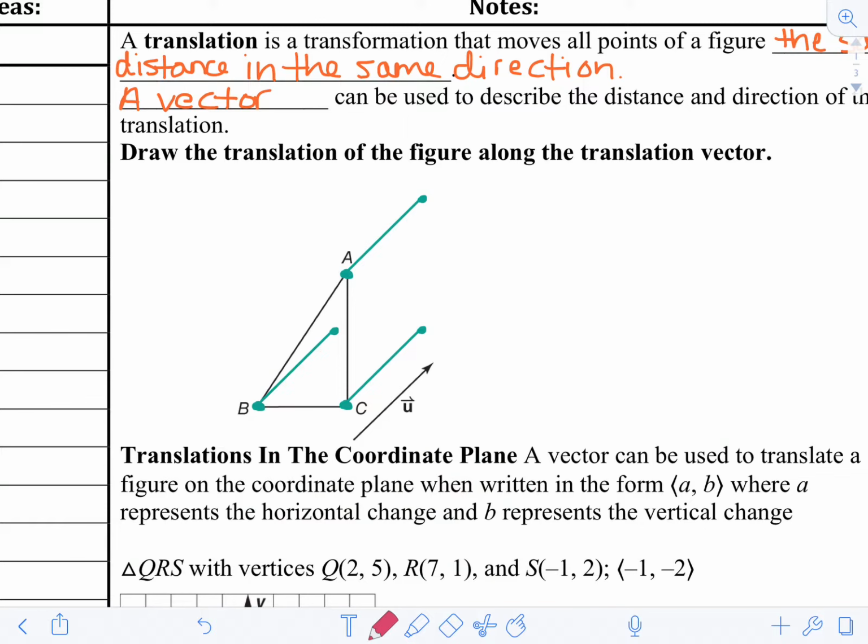So this is going to be A prime, this will be C prime, and this will be B prime. I'm going to connect the dots. That should be right there. And that is the triangle translated in the direction and length of that vector.